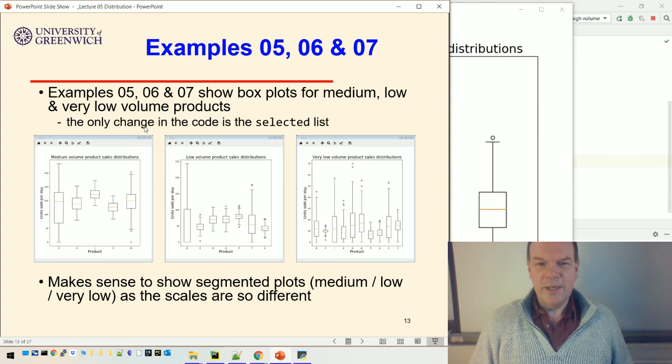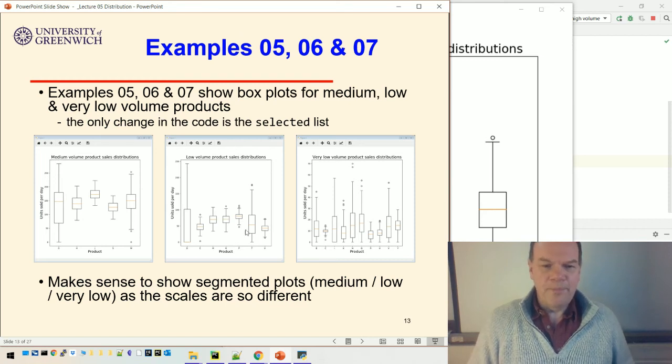And it makes sense to do that. If you try to put all of these on one plot, they'd kind of fit, but the very low volume and the low volume would just get squashed down to sort of nothing because they're much smaller. Their distribution is much smaller relative to the very large distributions of the high and medium volume sales.